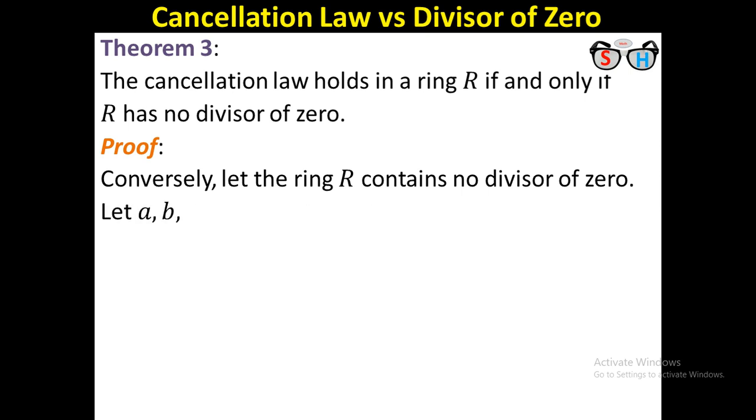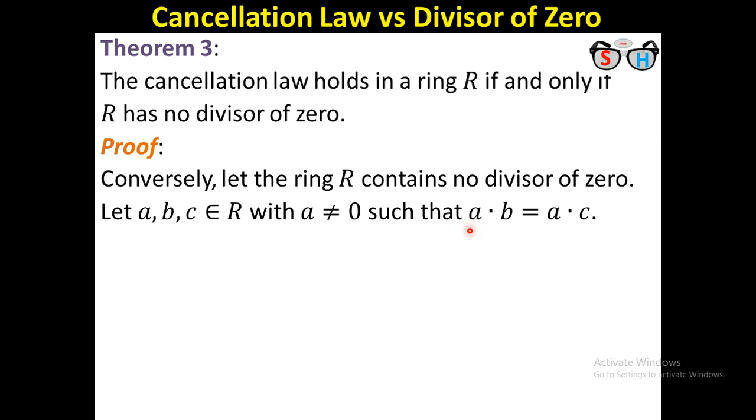For that purpose, we consider three elements A, B, C with A non-zero such that A dot B equal to A dot C. We have to cancel A from both sides. This is our target. We have to prove that B equal to C. Here A, B, C are three real numbers with A non-zero because we cancel A. So here A dot B equal to A dot C implies that A dot B minus A dot C equal to 0. That means A dot (B minus C) equal to 0.